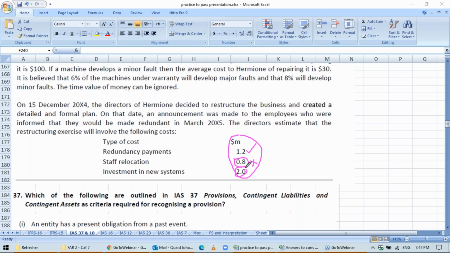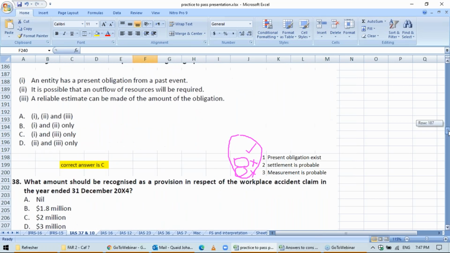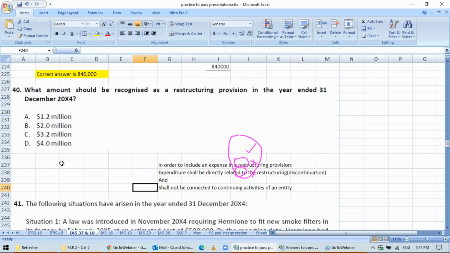And investment in new systems. Why do you invest in a new system? To continue the business. So this will also not form part. So the only item is 1.2 million. The correct answer is 1.2 million, and the option is A. Okay, so that's IAS 37.